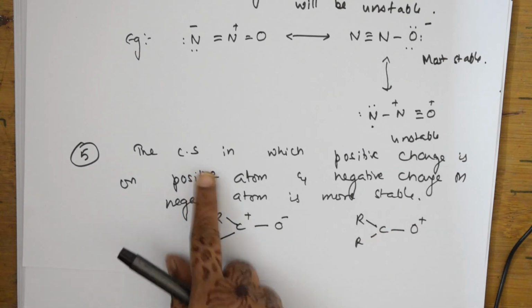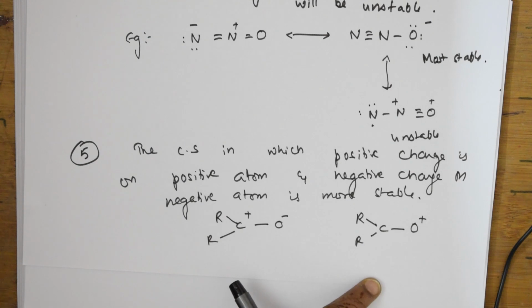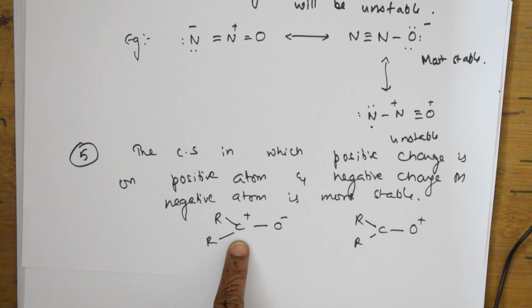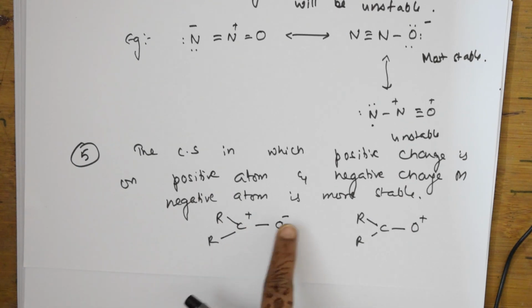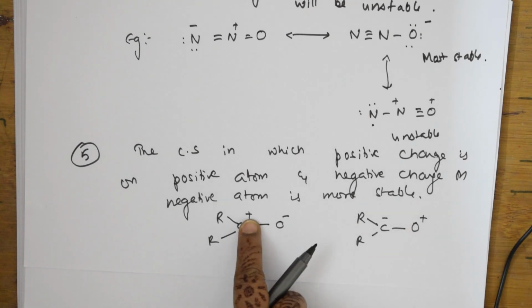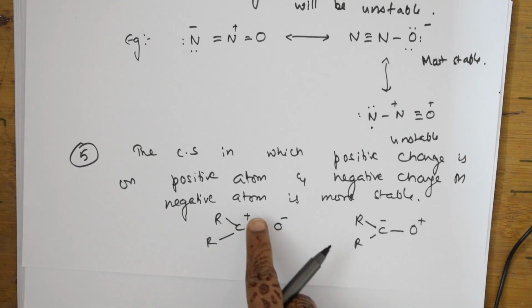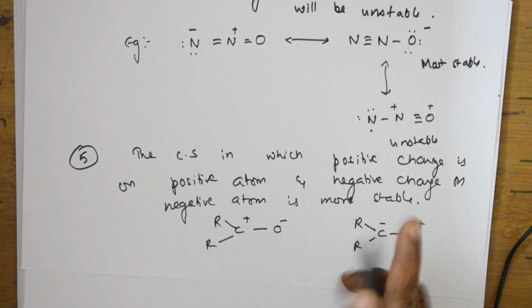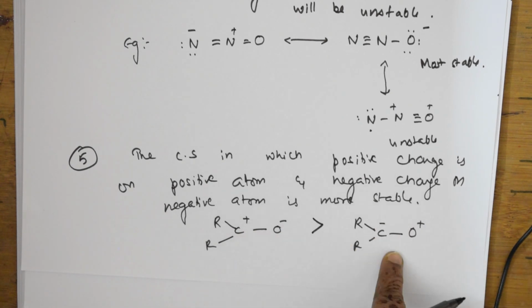Now compare this. Both the canonical structures, in this case, the positive charge on the positive atom, see here, carbon positive and negative charge on the negative atom will be more stable. Here in this case this is minus. So carbon 1s2, 2s2, 2p2. Right, so positive charge in the positive atom and negative charge in the negative atom is considered to be more stable. See here, it is reverse order. That's why this is more stable.